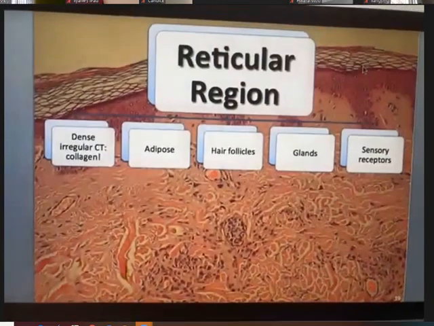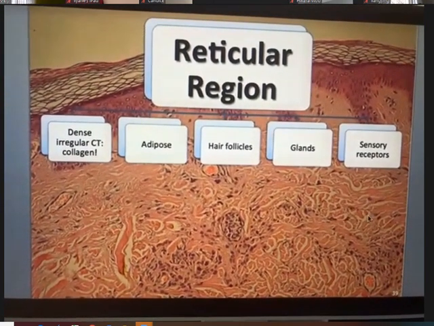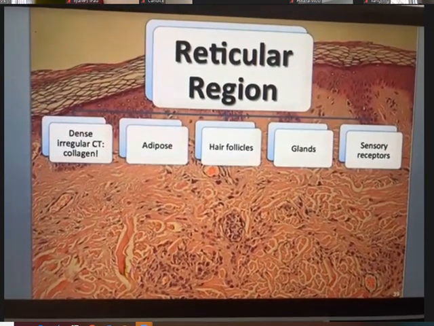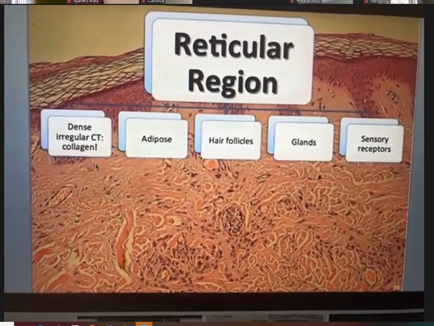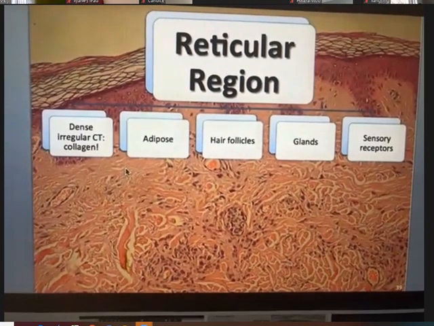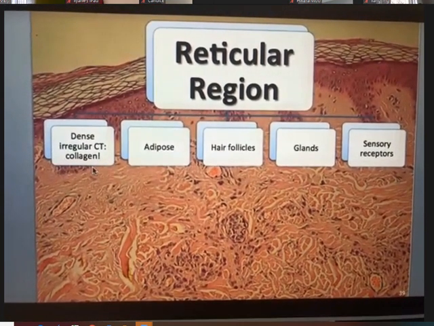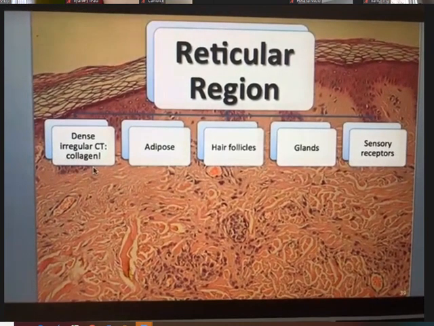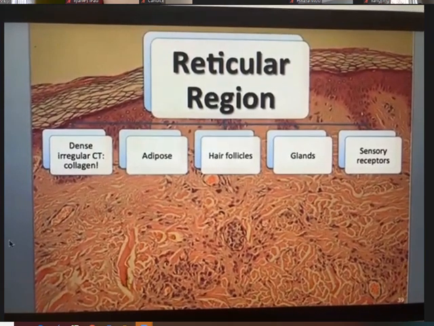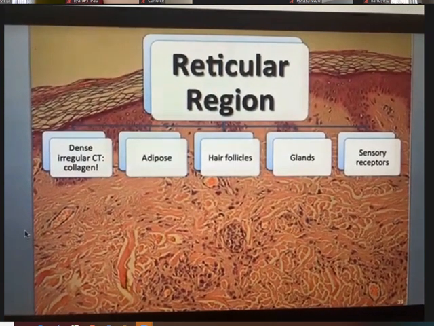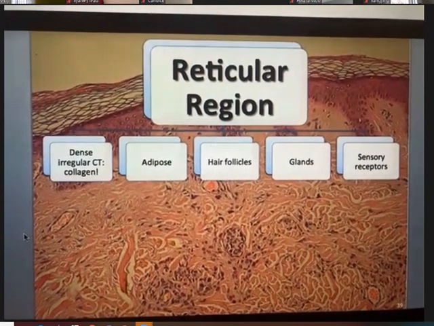The reticular region is the deeper, thicker part of the dermis and is connected to the subcutaneous layer. Reticular means net-like and describes the complex network of collagen fibers, elastic fibers, fibroblasts, macrophages, and adipose cells found throughout this region. The collagen fibers are bundled together to provide strong protein reinforcement that helps the skin resist stretching. The elastic fibers give the skin extensibility, meaning it can stretch, and elasticity, meaning it can return back to its original shape after stretching.